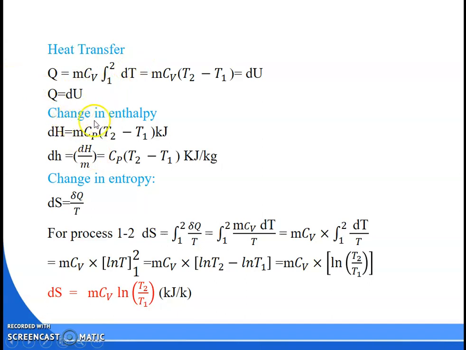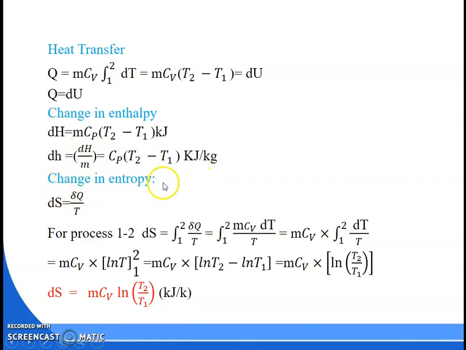Then what is the change in enthalpy? Change in enthalpy is also the same for all processes. dH is equal to mCp into T2 minus T1, and the unit is kilojoule. Small dh is equal to dH by m, that is the change in specific enthalpy, equal to Cp into T2 minus T1. The unit is kilojoule per kg, because the enthalpy unit is kilojoule and the mass unit is kg.